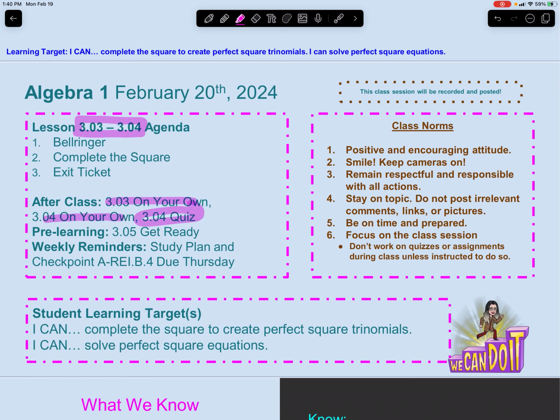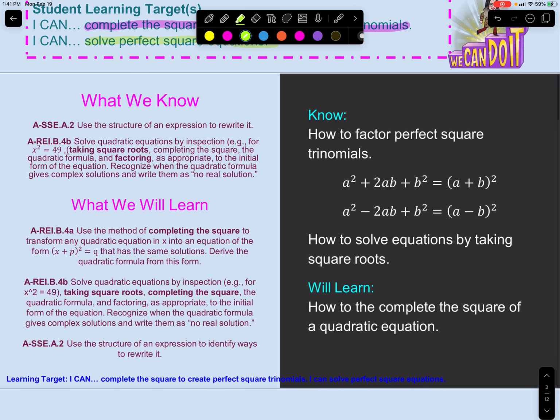The learning targets are, we need to be able to complete the square to create perfect square trinomials. So this is just another method for solving quadratic equations. Solve perfect square equations. This connects to our standard AREI B4, A and B4B. Completing the square is a method. Use the method of completing the square.